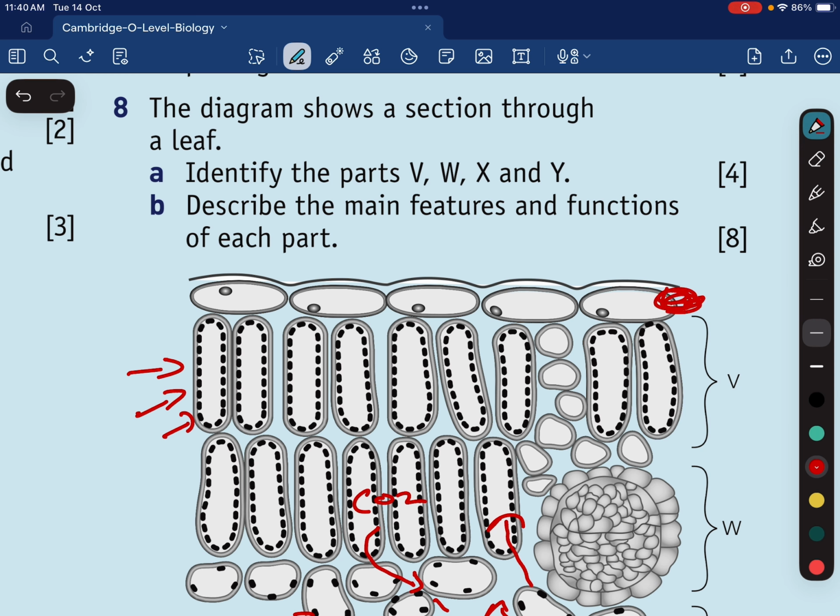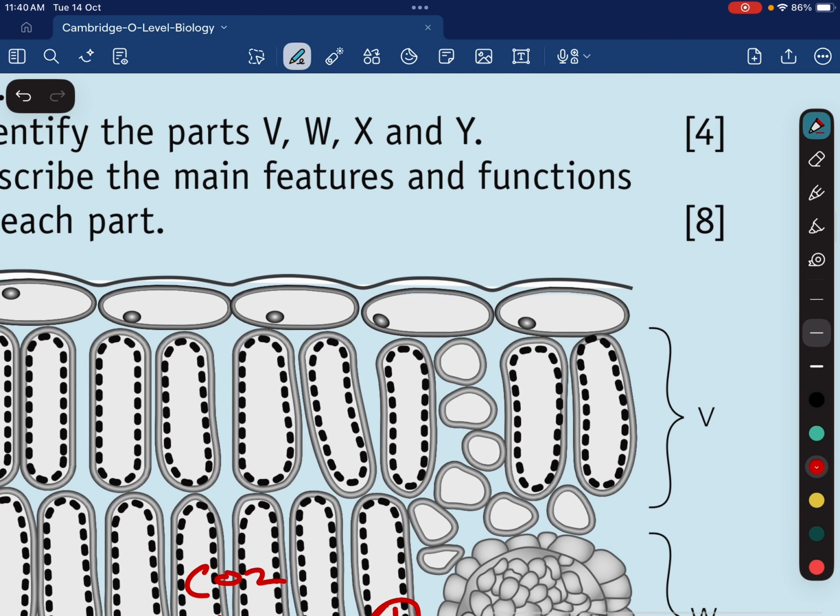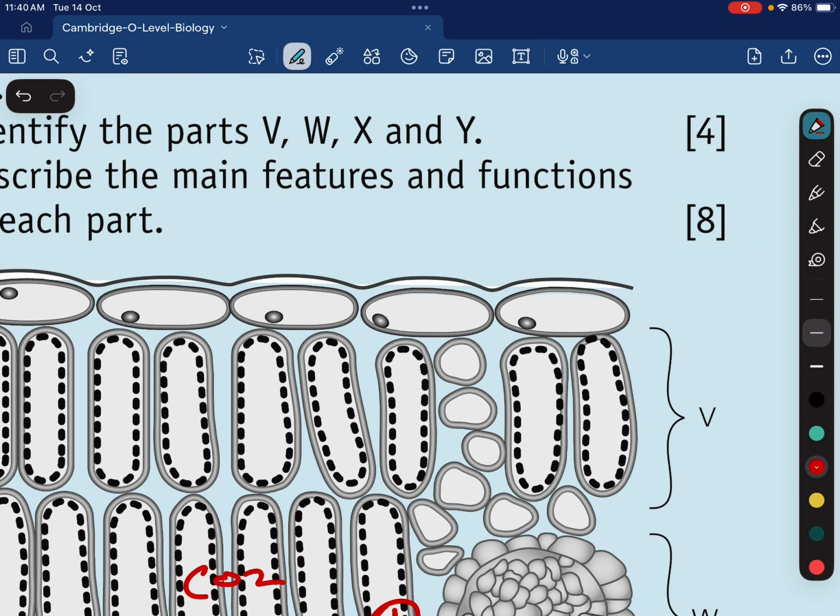The epidermis, on the other hand, as you can see over here, if we're talking about the upper epidermis, how it helps in photosynthesis is that it produces this upper layer called the cuticle. As we remember, the cuticle is formed from the epidermis, right? The function of this cuticle was that it prevents water from being evaporated. And is that a good thing or bad thing for photosynthesis?